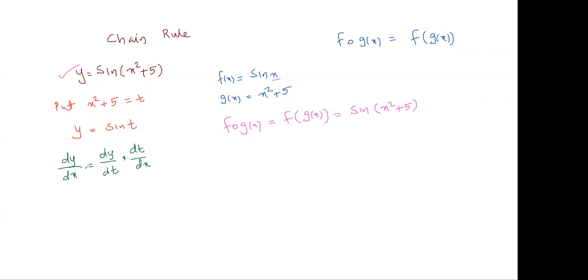Or in other words, y is a function of t, so first we differentiate with respect to t. Then t is a function of x, then we differentiate with respect to x. So dy by dx is equal to dy by dt into dt by dx.